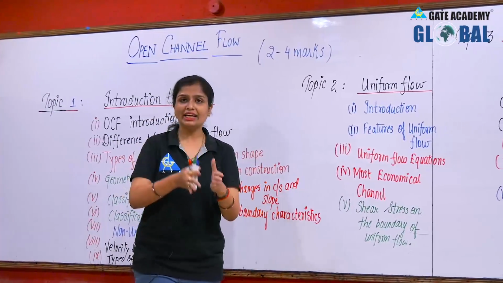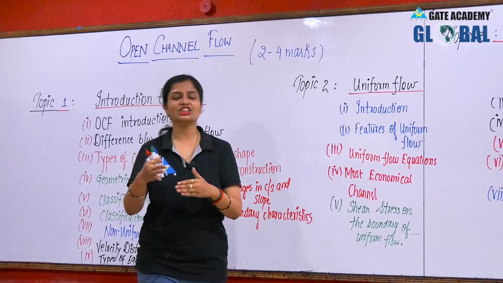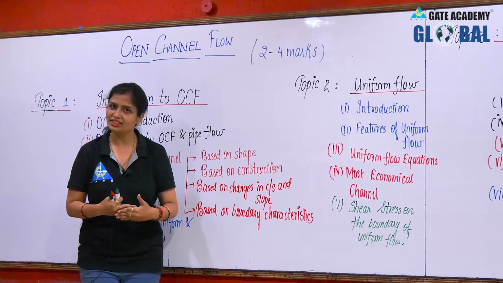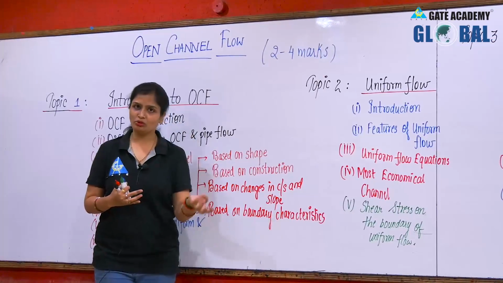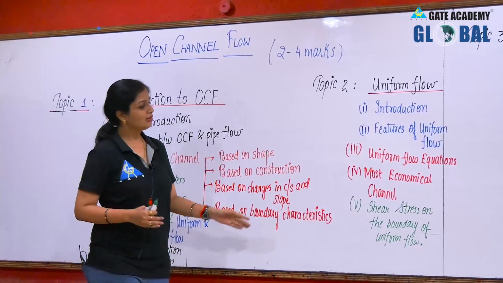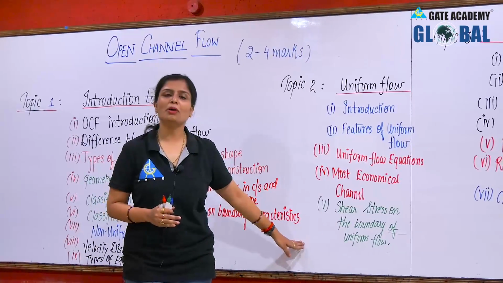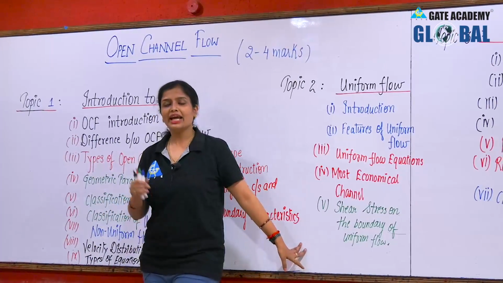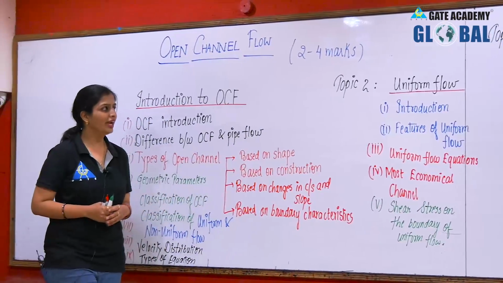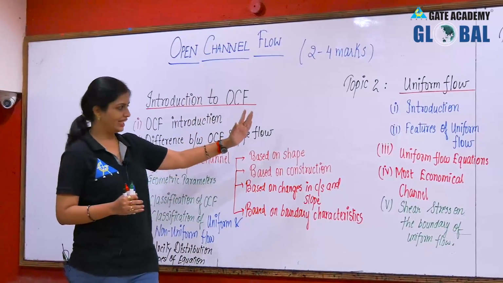Then the criteria for the most economical channel sections, how can we calculate the most economical rectangular channel section, similarly triangular, similarly trapezoidal, all these will be seen. Then comes the shear stresses on the boundary of uniform flow. The expression for shear stress we will also be seeing. Fine. So these were the two topics initially.